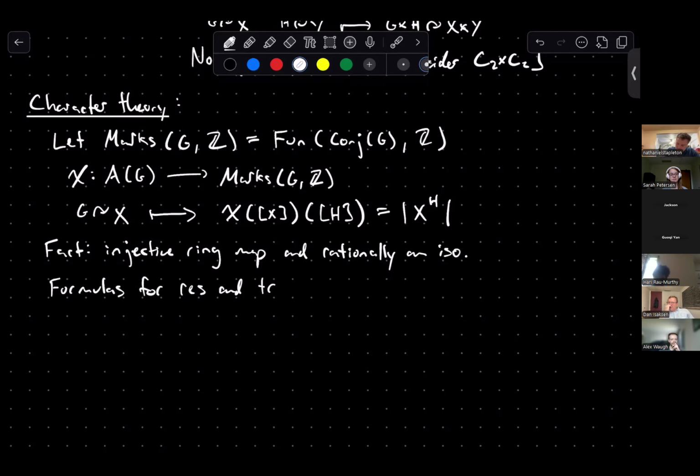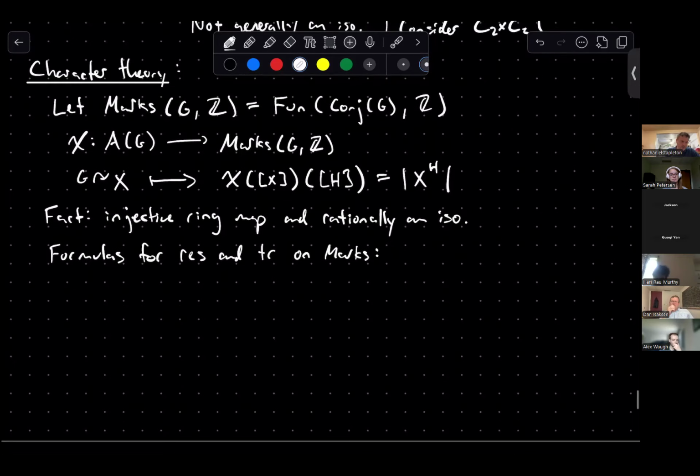Restrictions and transfers on marks. For restrictions, it's just the exact same kind of thing. If I have a phi, it induces a map on conjugacy classes of subgroups, and I just use it to restrict. So I'm not going to say anything about restrictions. I am going to say some stuff about transfers, though, because here the story gets surprisingly interesting.